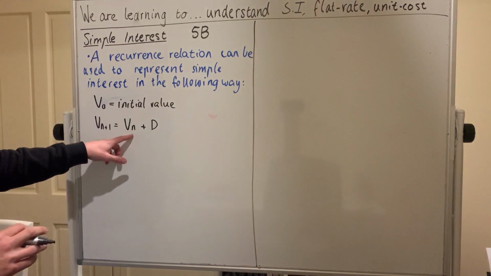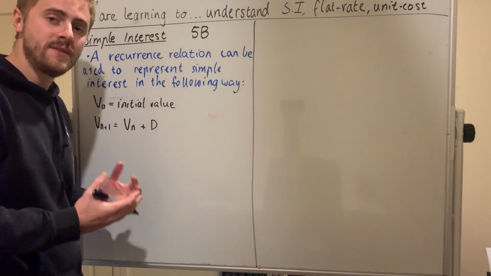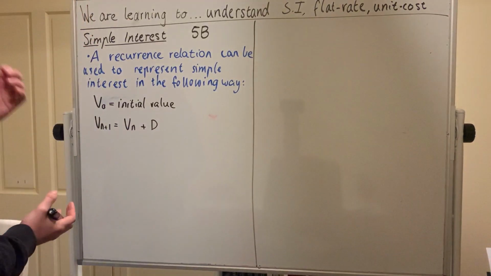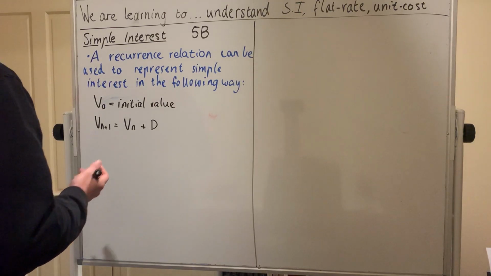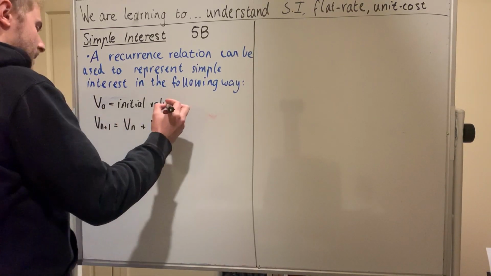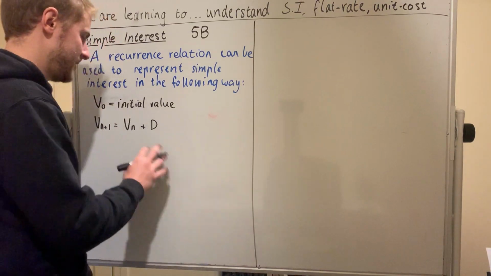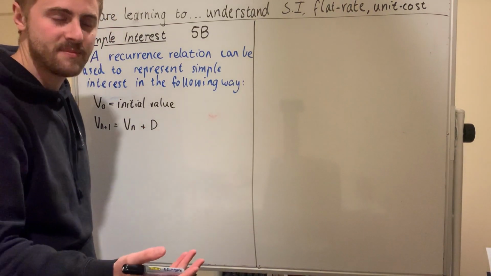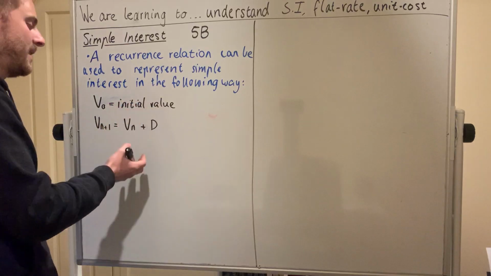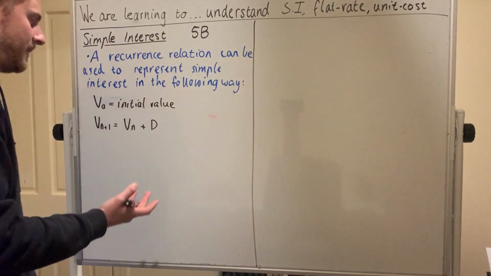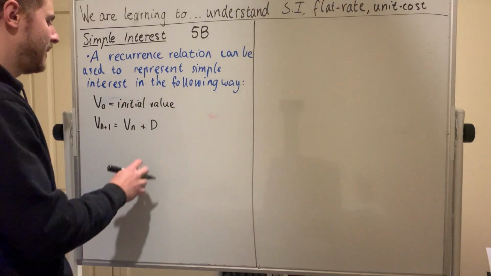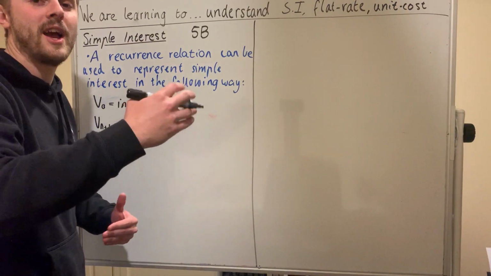Now the Vn plus 1 and the Vn we've seen before. The D part is something that's new in this exercise. Basically, that's how much the investment or the loan or whatever is going up or down by. So if it's plus, it's going up. It's like an investment. If it's a minus, it's going down. Could be a loan or some other situation. But that essentially means difference. It's what it's going up or down by.